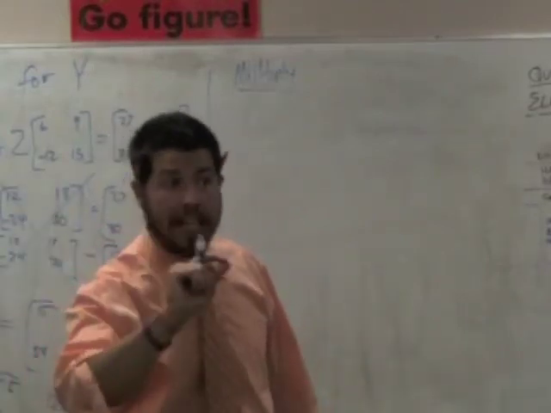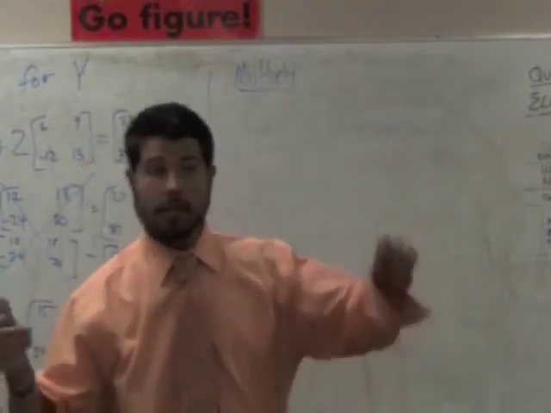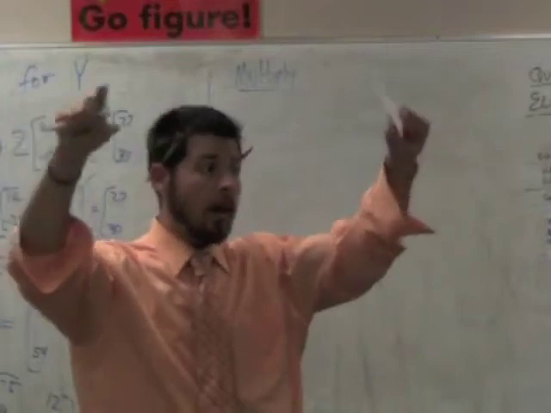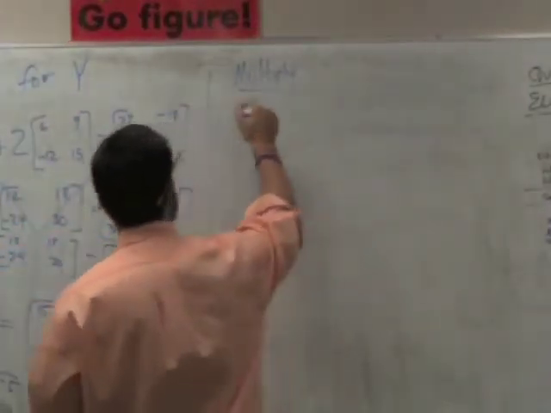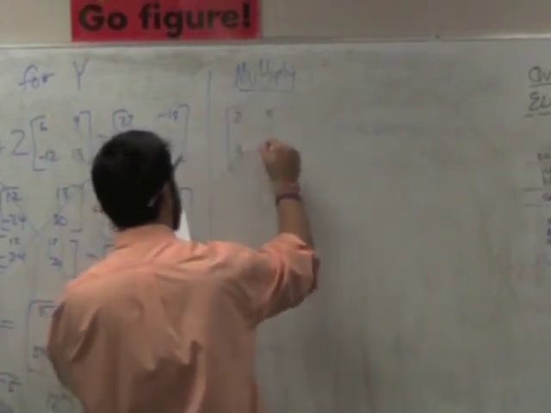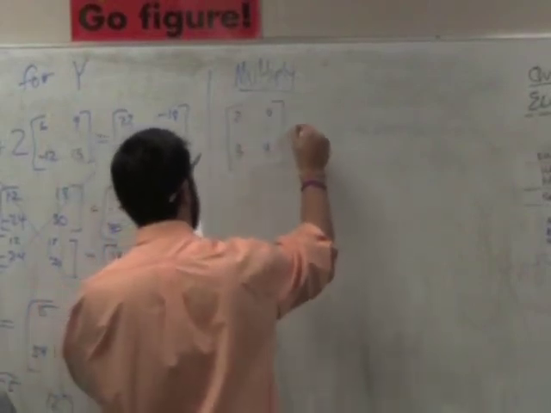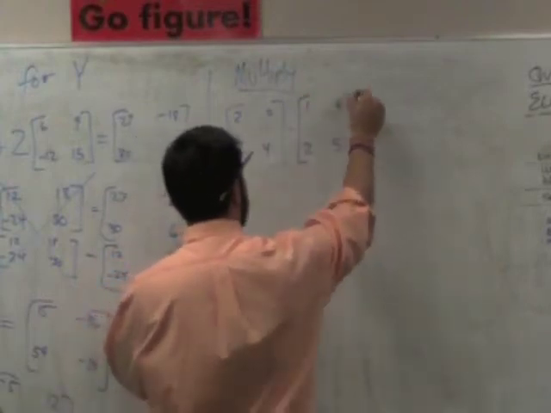Adding or subtracting matrices is corresponding elements, right? The upper left and upper left added, upper right and upper right added. Matrix multiplication is very different. Let me give you a 2 by 2 to start: 2, 0, 3, and 4. I'm going to multiply this by 1, 6, 2, and 5.